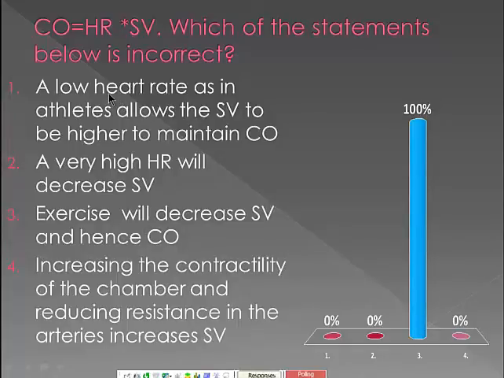This one is correct: heart rate in athletes is low, but the stroke volume is high, and that's how you maintain cardiac output. A very high heart rate will obviously not allow the ventricles to relax, so stroke volume automatically decreases. And if you increase the contractility of the chamber, the strength of the contraction, and you reduce resistance in the arteries, which is what you want, your stroke volume automatically goes up. So all the other statements are true, and this is the untrue statement.